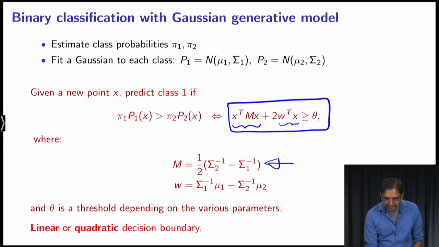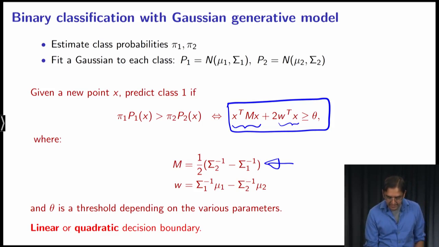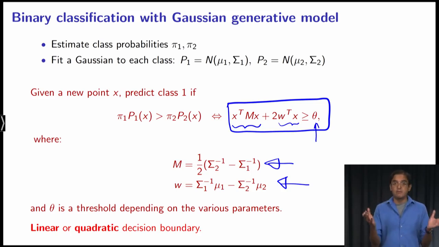The second term is twice W transpose X, so that's the same as W dot X. And so that's a linear function, okay? And W, again, can just be read off from the means and covariances. And then there's a threshold theta, which is just a number like 0.2 or negative 0.6. And that, again, can be read off from the parameters, including pi1 and pi2.